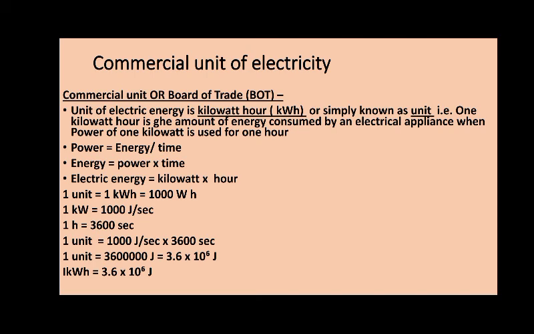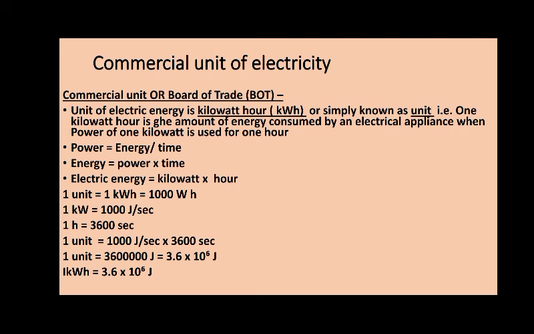So power is equal to energy upon time. So if we have to find the electric energy, it is equal to power into time. Power is measured in kilowatt and time is measured in hours. So 1 unit of electric energy is equal to 1 kilowatt hour or 1000 watt hours.